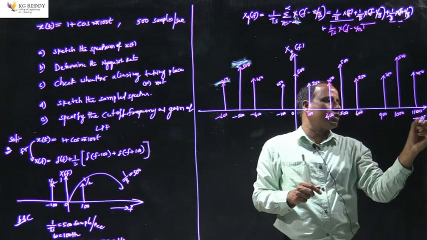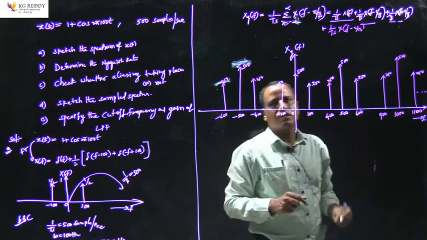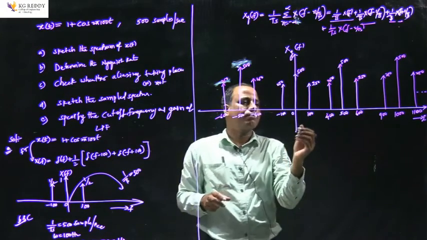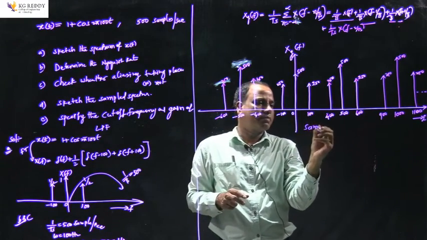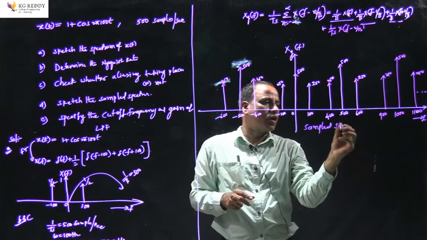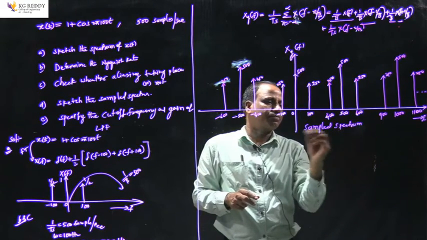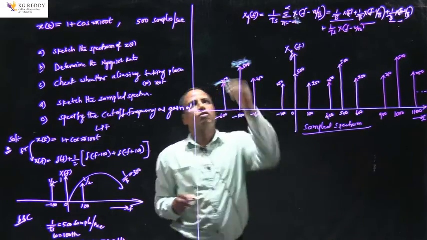This is f. So it continues. If you take different values for this, it continues. This is the spectrum after sampling, or we call it the sampled spectrum. This is a solution for E.